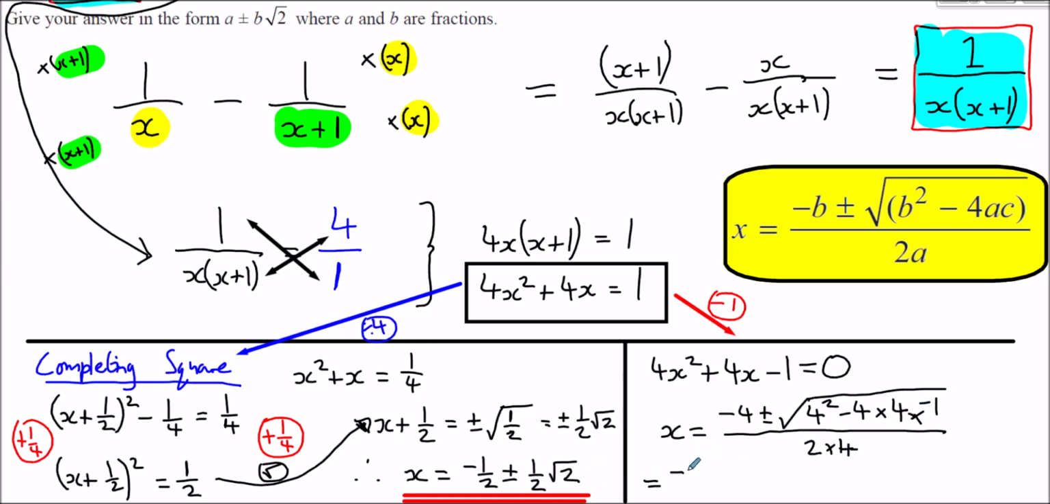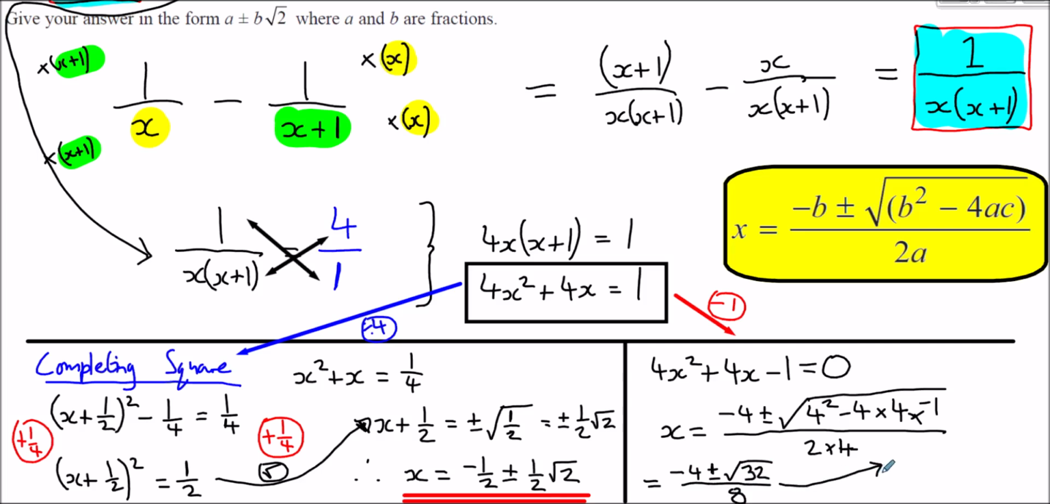So we've got minus 4 at the front, plus or minus. So we've got 4 squared. 4 times 4 is 16, times minus 1 is minus 16. So 16 minus minus 16 gives 32. So that's plus or minus square root of 32 all over 8.